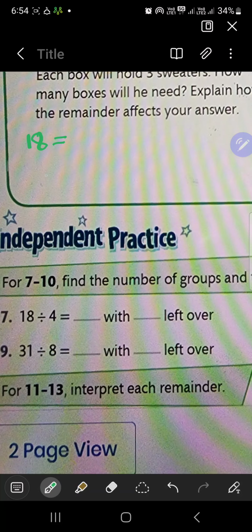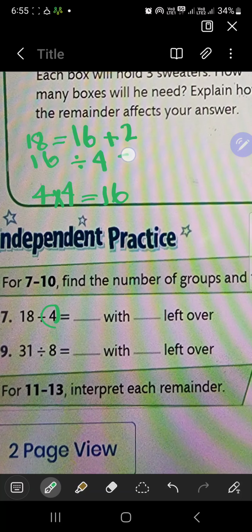Yes, because we know that 4 times 4 equals 16. So that's why I choose 16 plus 2. So that's why I will break 18, it becomes 16 plus 2. And then my division will be the next step. 16 divided by this 4 equals what from the timetable we just said?